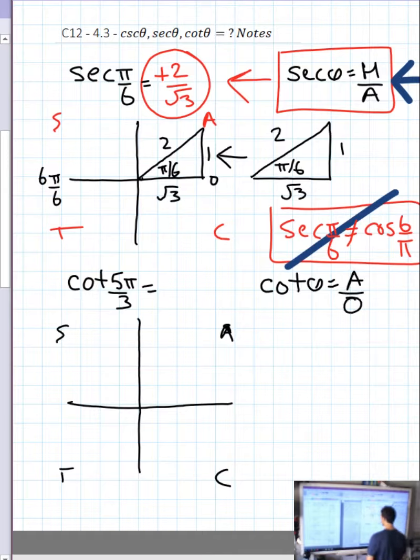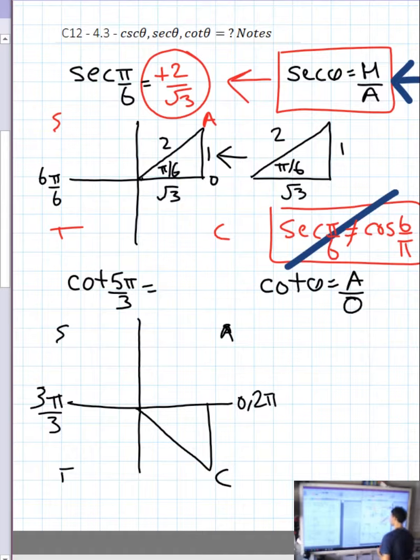So we need to find 5 pi over 3 first. So we're going to mark 0, and we're going to mark pi, and we're going to change pi to be the denominator that we're working with. And I'm going to do monkey symbols again. So 1 pi over 3, 2 pi over 3, 3 pi over 3, 4 pi over 3, 5 pi over 3, which is in the bottom right-hand quadrant. And if I mark 2 pi and do 2 pi minus 5 pi over 3, which would be 6 pi over 3 minus 5 pi over 3, that gives a reference angle of pi over 3.